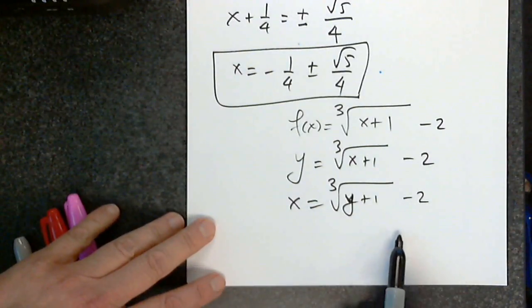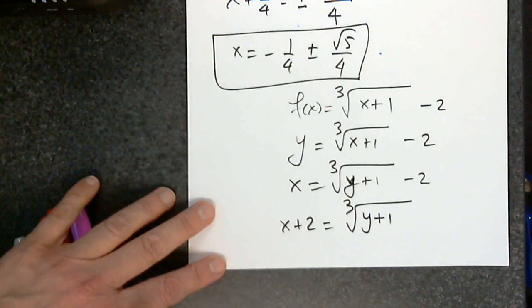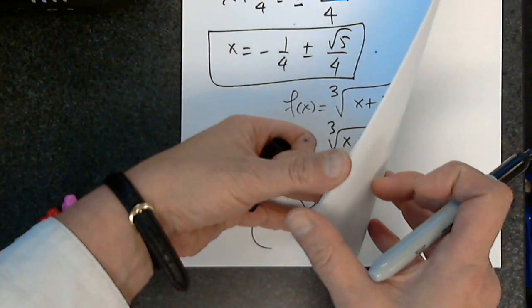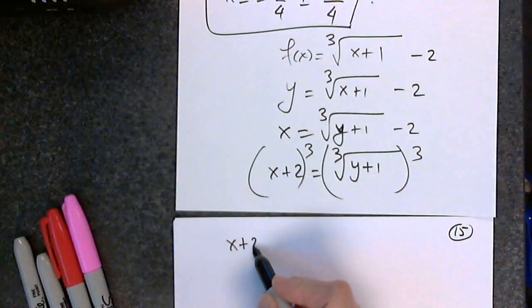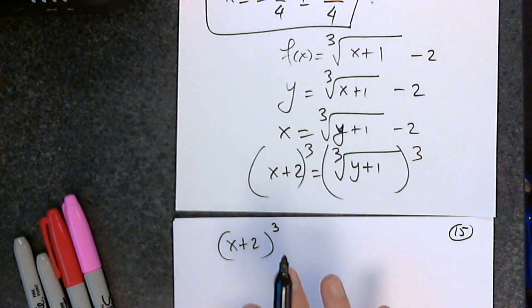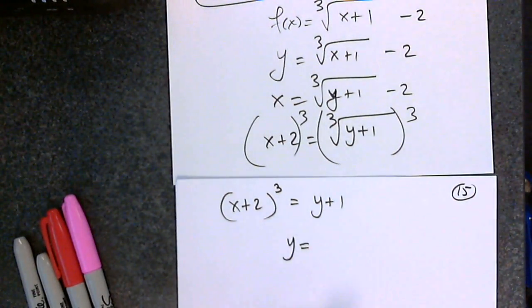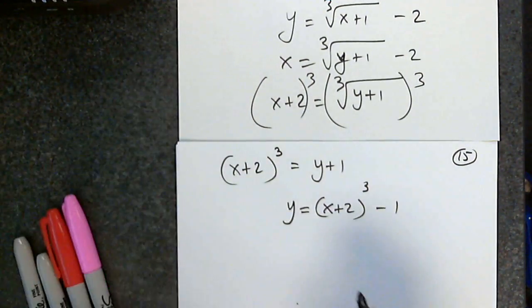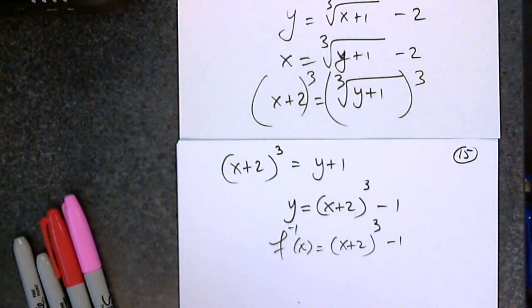I cannot. I have to add 2 first. And then, very good. Raise everything to the third power. Excellent. No, I cannot. I cannot expand that. There are 4 terms in there. So this is y plus 1. So therefore y equals x plus 2 cubed minus 1. And this is the f inverse.